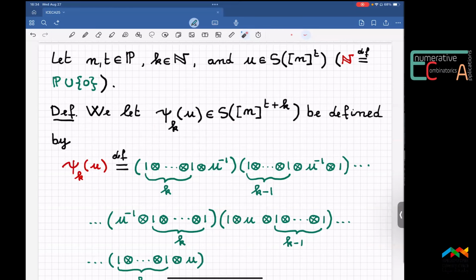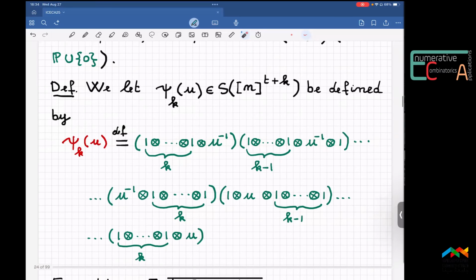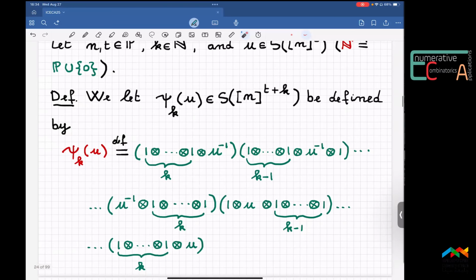And it's defined in the following way. It's a product of permutations. The first permutation is 1 tensor 1 tensor 1 tensor U inverse. So U acts on T-tuples of numbers. 1 is the identity of the symmetric group. It acts only on one number. So 1 tensor 1 tensor 1, K times, acts on K-tuples. So the whole thing really acts on K plus T tuples of numbers from 1 to N. So this is my first factor.